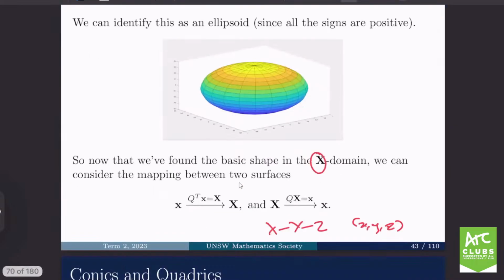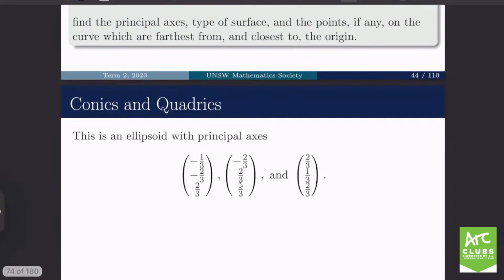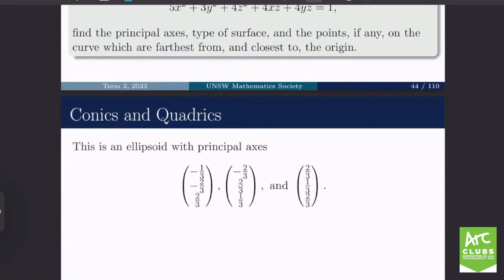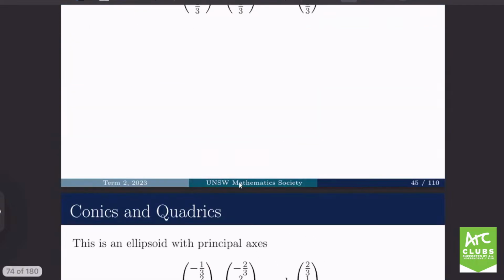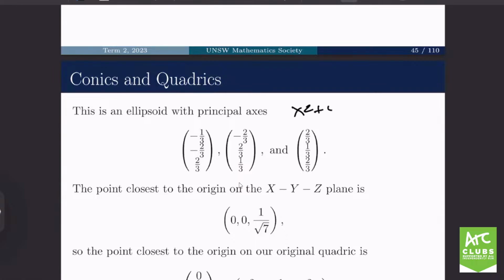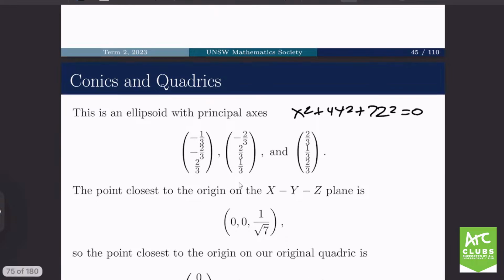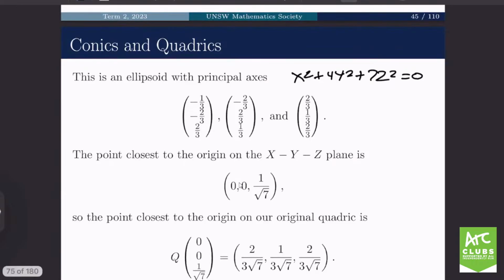So our eigenvectors will be our principal axes, and in order to find this last one, which is points that are closest to the origin, all we need to do is look at our x curve. In our x curve, we have x squared plus 4y squared plus 7z squared equals 0. And we want to find, what's the point closest to the origin? In this case, the point closest to the origin for this curve should just be when x and y are 0, and then we get, sorry, it should just be (0, 0, 1 on root 7).